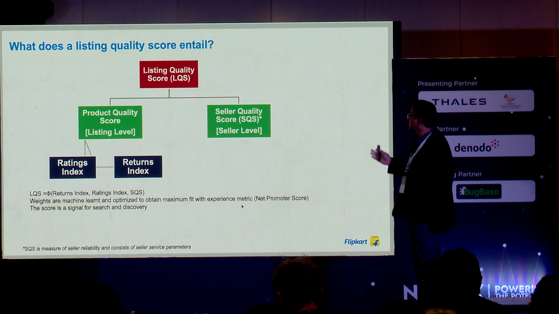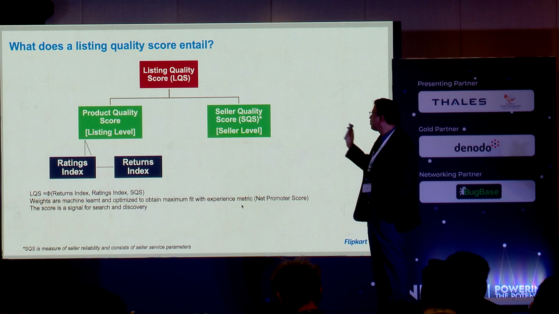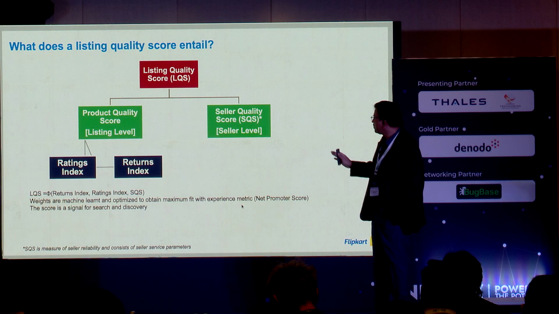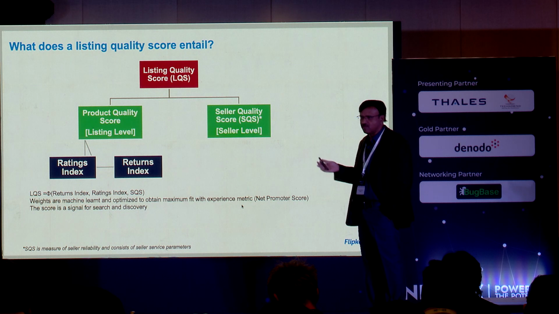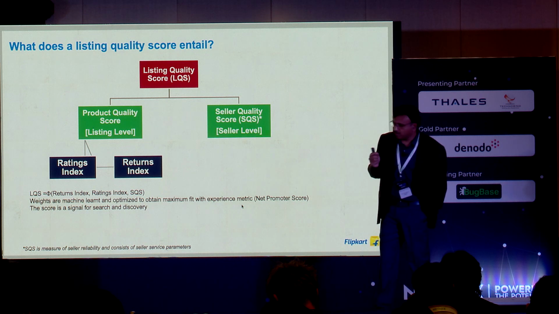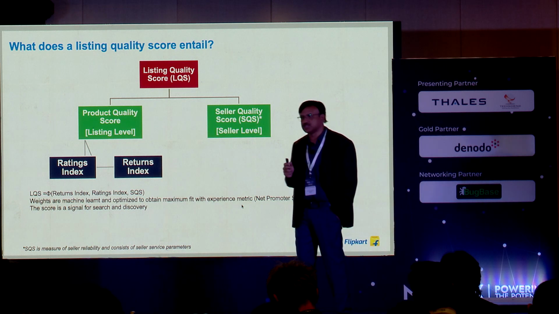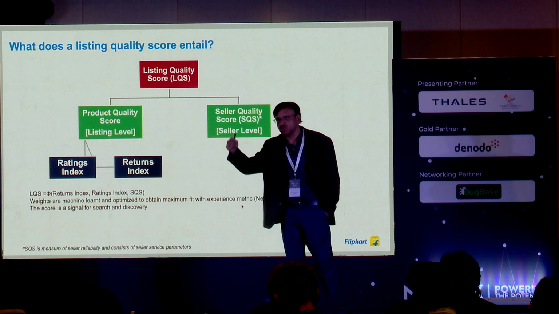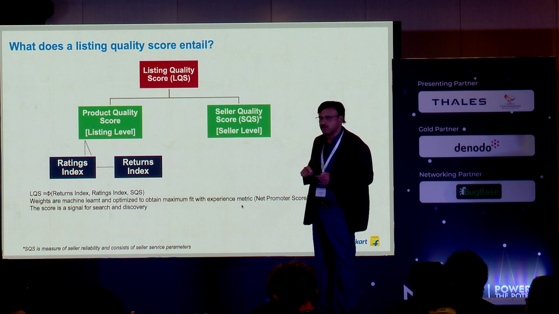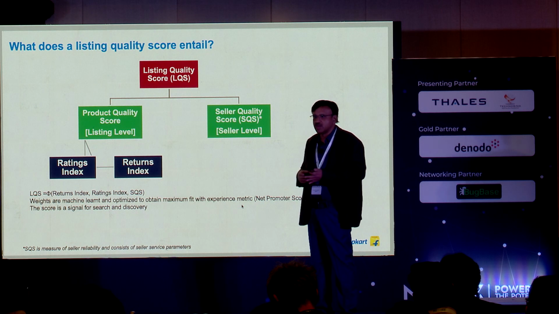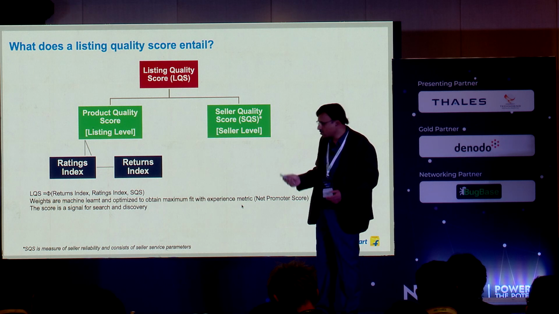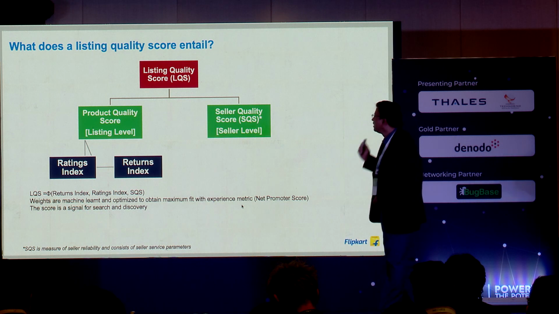So what is the listing quality score? There are two components: a product quality score and a seller quality score. I won't talk so much about the seller quality score, because if a seller has been on our platform for a while, the real problem to solve is product quality. And product quality is usually a function of the rating index, which is how customers rate it, and returns. These are the two big signals. The problem is it's a cold start problem, because if you haven't sold anything, you neither have ratings nor returns, so you don't know whether it's good or bad. So how do you solve this? This is the problem you need to solve.